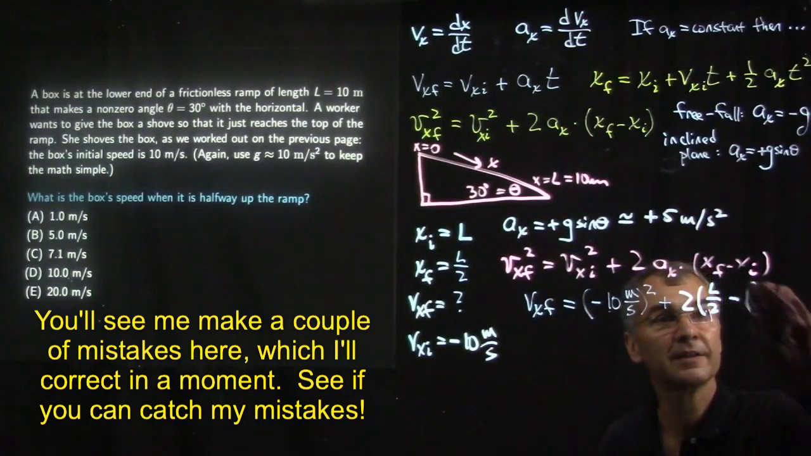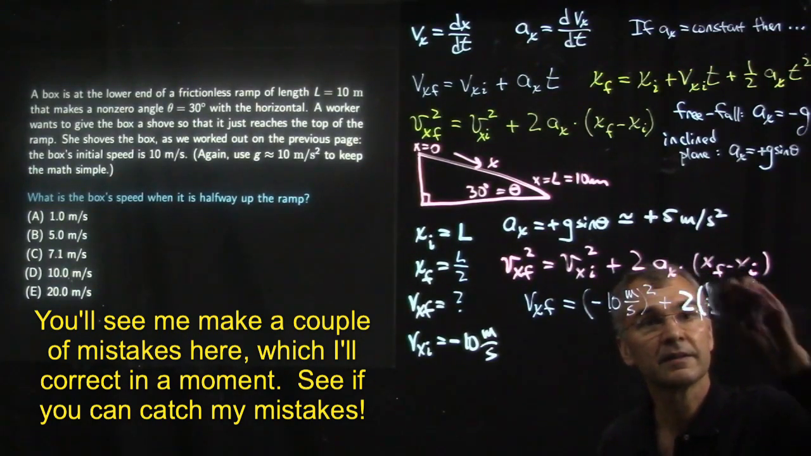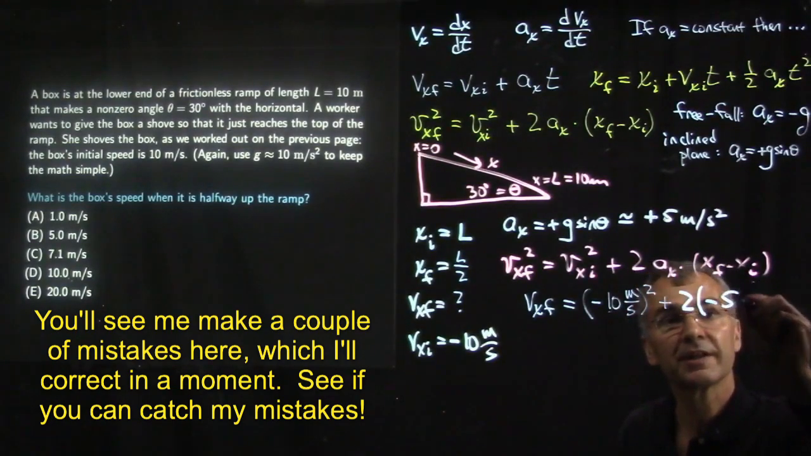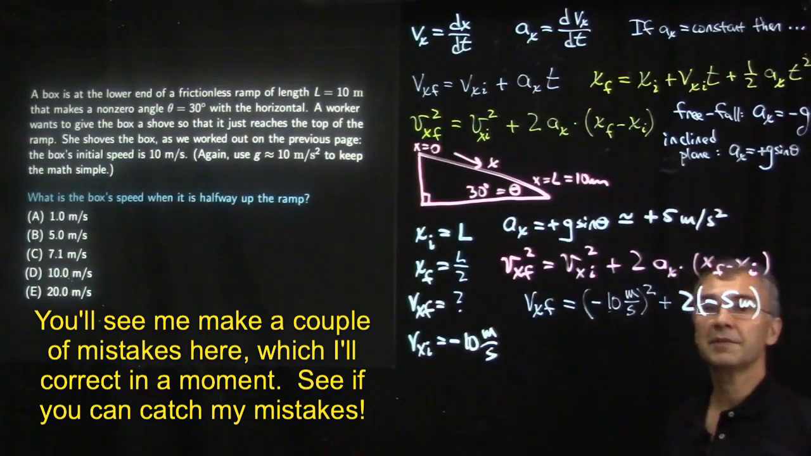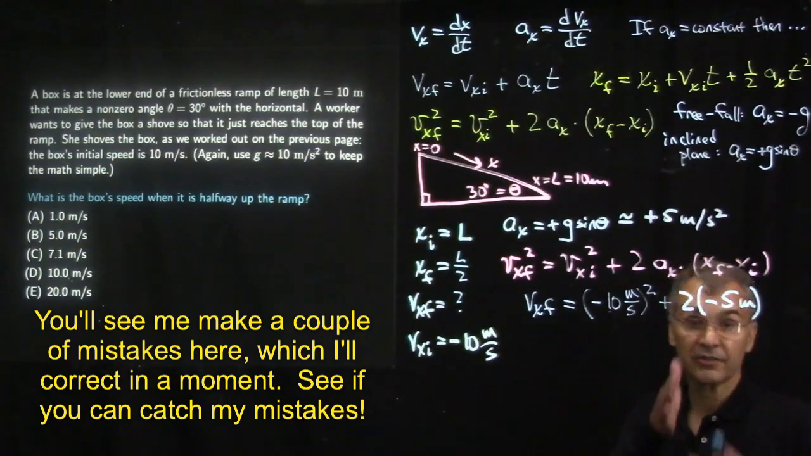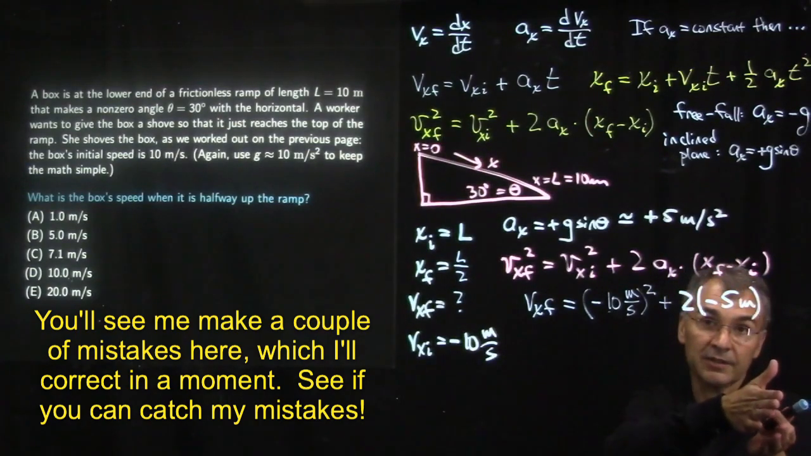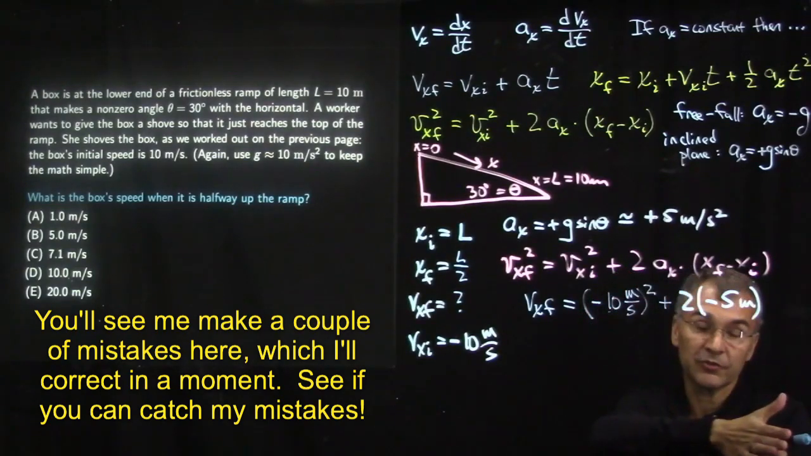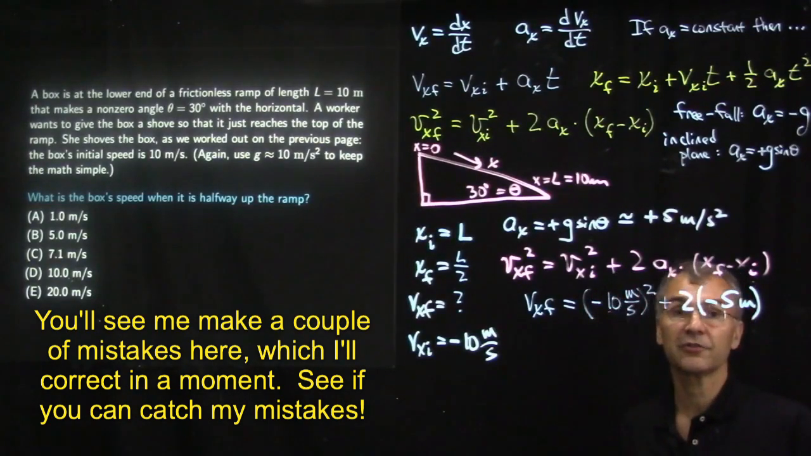So instead of writing another line, I can say this is minus 5 meters. In fact, see, this is x final minus x initial. So it started out at 10. It moved up to 5. So it was displaced minus 5 meters in the x direction.